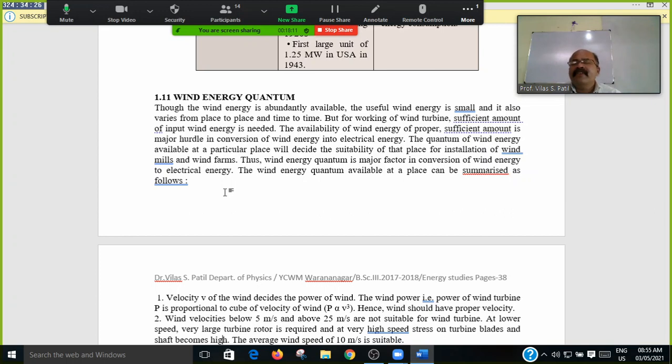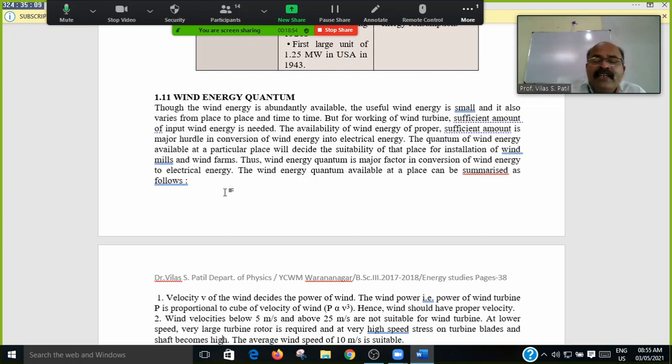And if the wind speed is proper to convert to electrical energy, it is about 25 meters per second. If the speed is like that, 25 meters per second, then we are able to fabricate or design the wind farm at that place. See here, thus the wind quantum is the major factor in conversion, means that we have to take the data of the wind quantum that will be present at that place first. That is the wind energy.